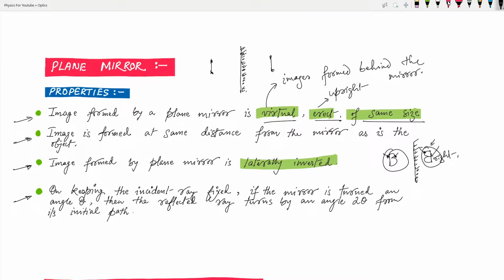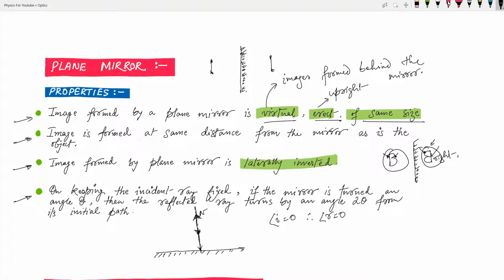On keeping the incident ray fixed, if the mirror is turned by an angle theta, then the reflected ray turns by an angle 2 theta from its initial path. Very important concept. Okay, let me draw. So this is the mirror and this is the normal. Suppose we have an incident ray falling normally on the plane. So the reflection will also be normal. Why? Since angle I is 0 here, angle R will also be 0, so that it will retrace back its path. I hope this much is clear.